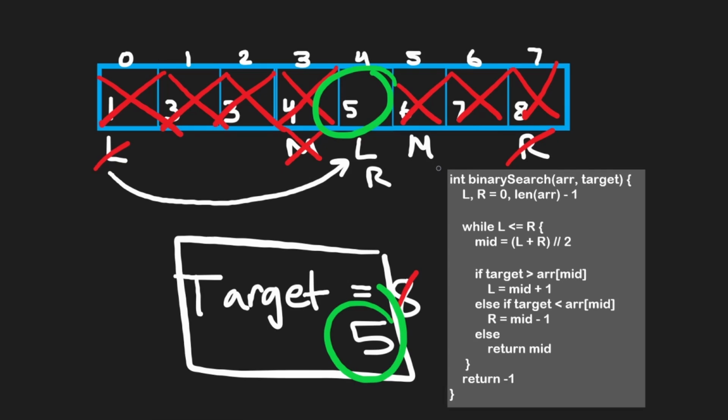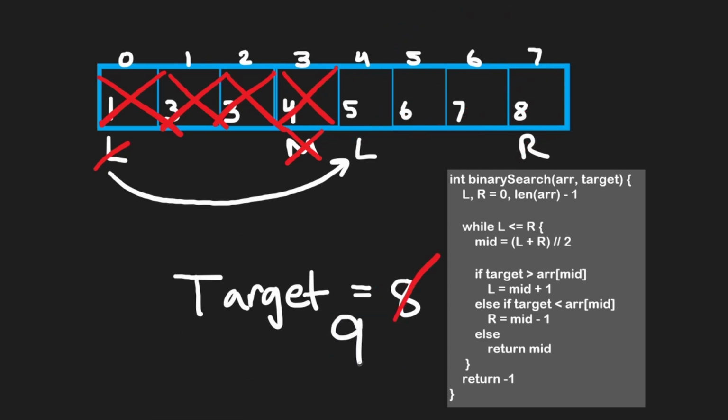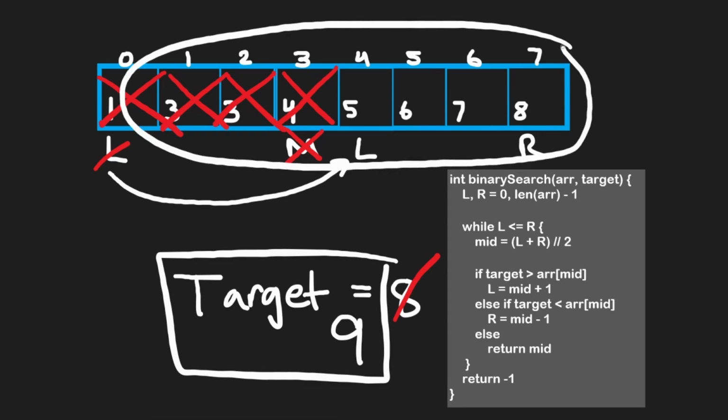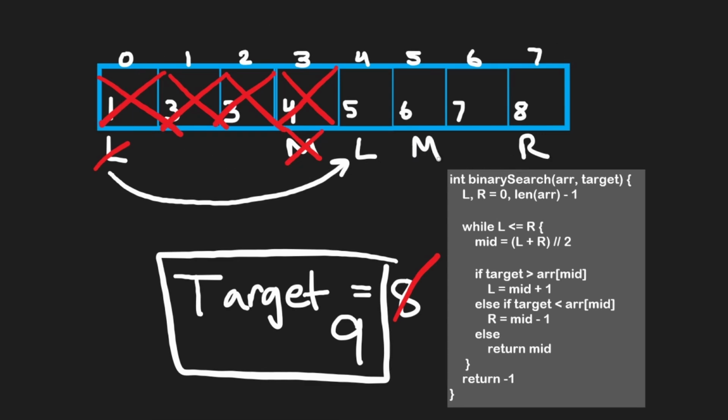We found the solution. Now, it's possible we would not have found a solution. Let's look at a slightly different example. Let's say our target was actually 9. We would have still gotten to this point. Our mid would have been over here, and we would have executed the loop again. Is our target greater than mid, which is 6? Yes, it is. So then we're going to execute this portion. We want to then search to the right.